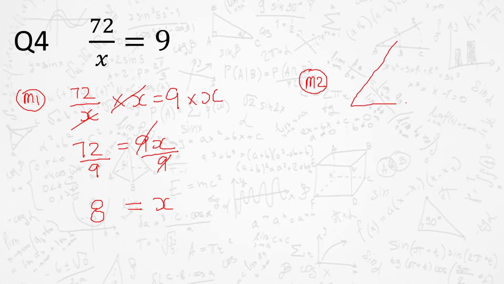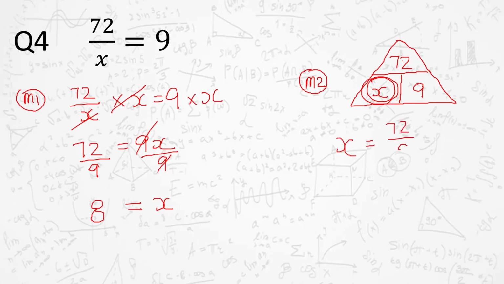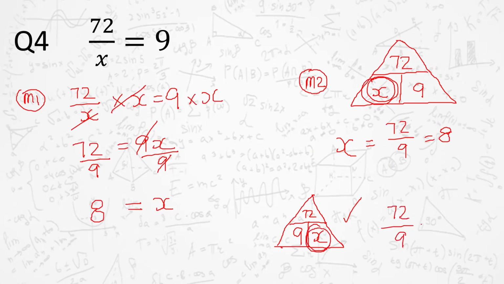Method 2 again, triangle method. The number on top of my fraction goes on the top. That's the 72. Then I have x and 9. Again, to work out x, that's 72 over 9. So x equals 72 over 9. That means it's also 8. It makes no difference how you put the two numbers underneath. So I can do 72 on the top, then 9 and x the other way around. That's also correct. Again, if you want to work out x, you do 72 over 9 equals x. Again, x is still 8.